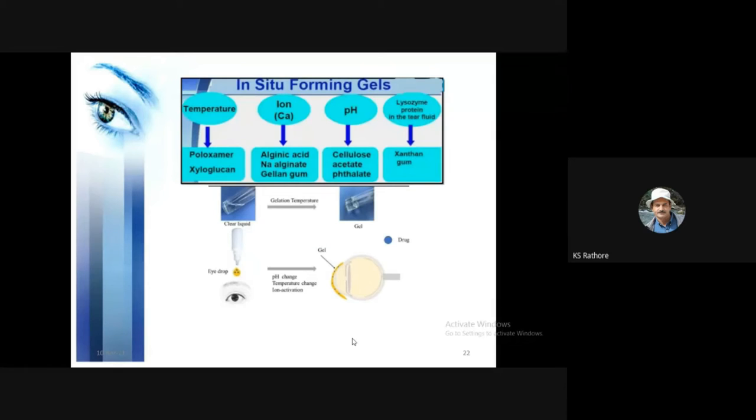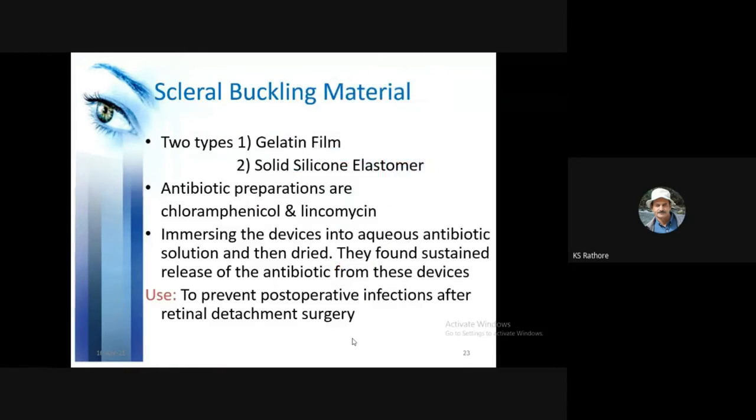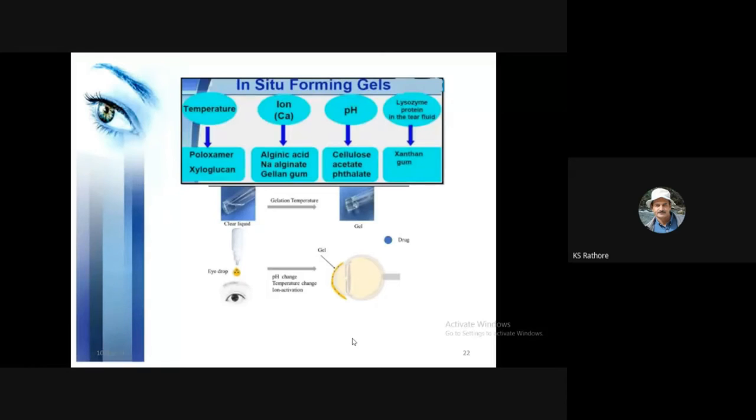These are thermogelling polymers like poloxamer, pluronics, tetronics. Another example is poloxamer 407 plus chitosan, or polyethylene oxide, polypropylene oxide copolymers. These are copolymers with chitosan, and also poly N-isopropyl acrylamide. These are well-researched thermogelling polymers which are used for in situ gel forming systems.